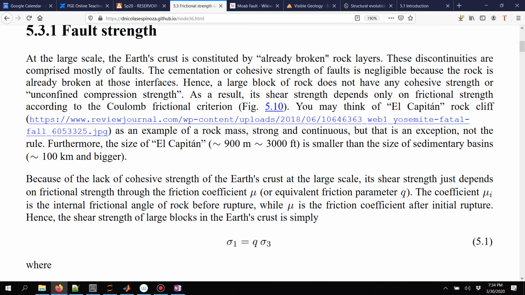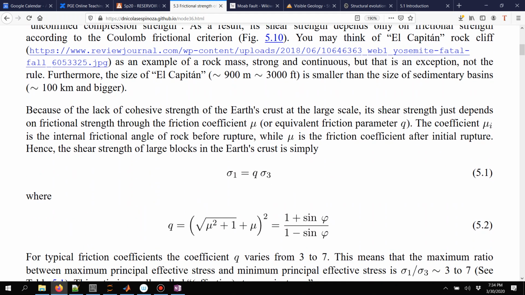And the strength of the fault is going to depend simply on the frictional properties of the fault. If you remember, we quantify that frictional strength with this parameter Q that links the maximum effective principal stress and the minimum effective principal stress. And what this equation tells us is that the maximum effective principal stress can be as large as Q times the minimum effective principal stress, where this parameter Q depends on the friction coefficient or on the friction angle.